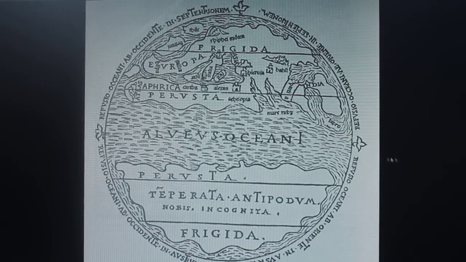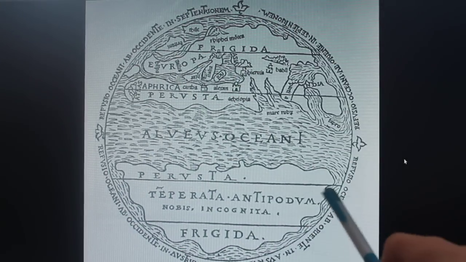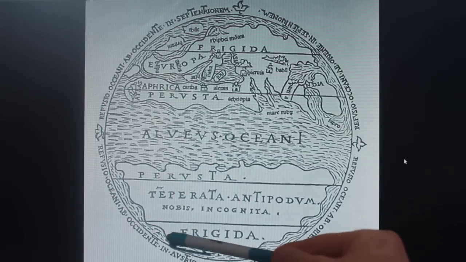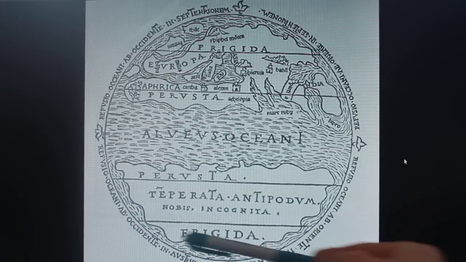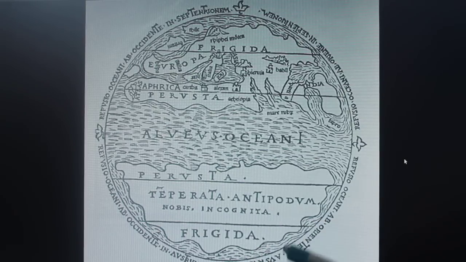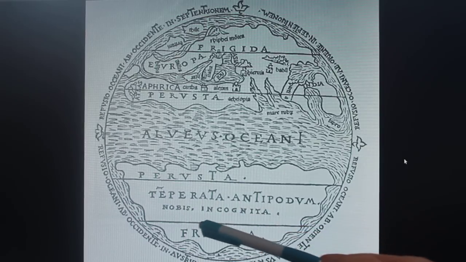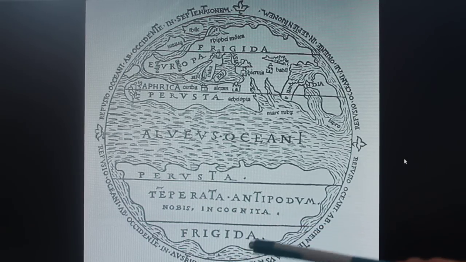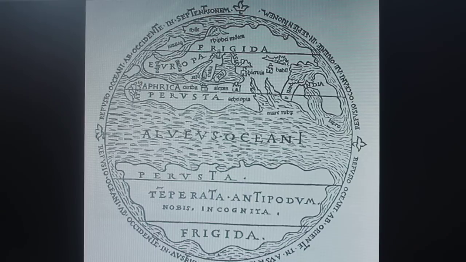Again, based on the Greek idea that the equator was too hot to live on. So Africa is above the equator. And look, they've divided the Great Southern Land into 3 regions. Antarctica, which would be Frigida, here, Temperata, Antipodum, Nobis, Incognita. So he's actually saying our opposite side of the thing, and it's unknown. And then there's another land above it, Perusta. I don't know what that means. If someone can tell me, that's what the comments section are for.